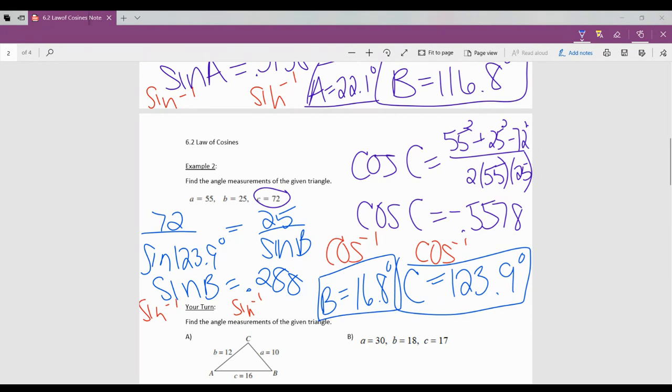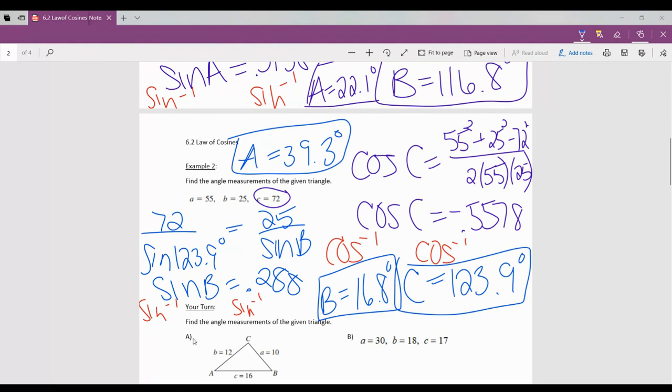All right, so now I have 2 out of the 3 angles for the triangle. So for the third, I'm going to do 180 minus 16.8 minus 123.9. And I get 39.3. So my final angle is angle A, which is 39.3 degrees. All right, so those are the 3.